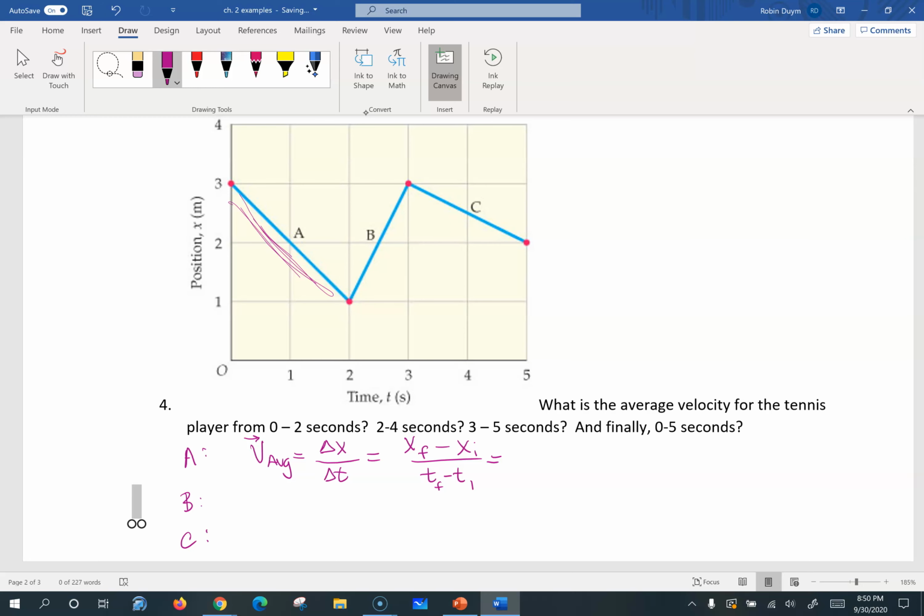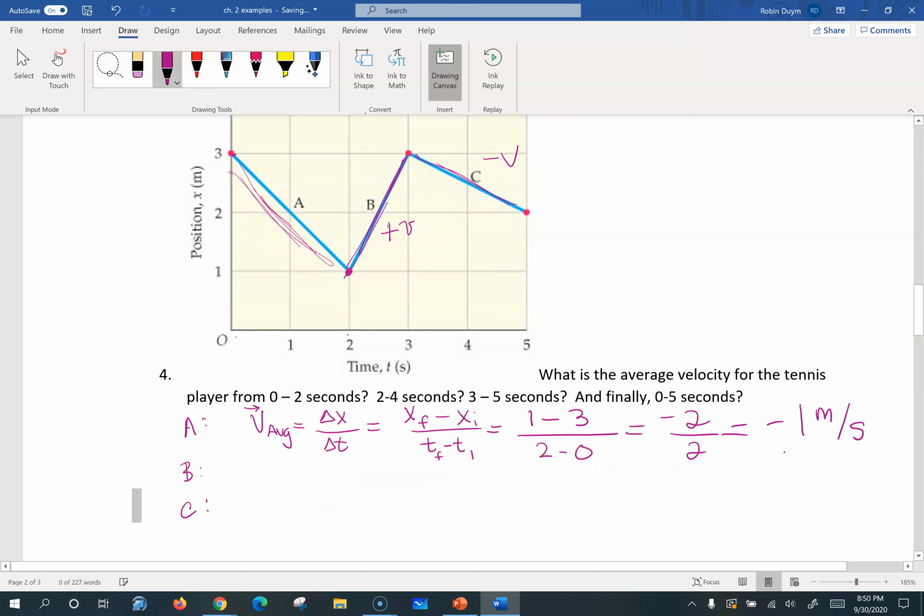So really all you need, your final position is 1, minus your initial is 3, and then your change in time is 2 minus 0. So you will get a -2 over 2, which is a -1 meter per second. It just means that she moves to the left 1 meter every second. Do the same with B, and you'll get a positive velocity here. Here you'll get a negative velocity.